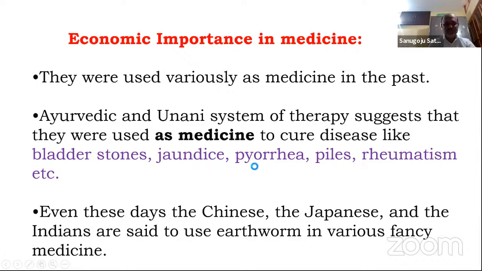This is a liver disease. This is a gum disease, and this is an anal disease. This is a joint disease. To control all these diseases, earthworms are used in Ayurvedic and Unani medicine. Ayurvedic medicine and Unani medicine are types of medicine. Apart from this, homeopathic medicine and allopathic medicine should also be seen.